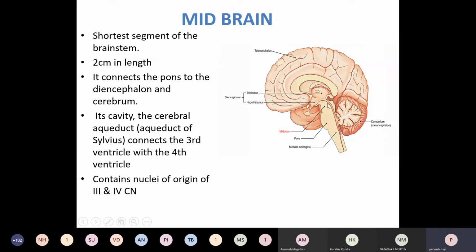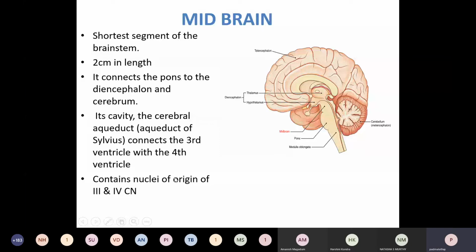This midbrain has a cavity which is called the cerebral aqueduct. This cerebral aqueduct connects the third and the fourth ventricle. The third ventricle is present in the diencephalon, and the fourth ventricle is present at the junction between the cerebellum and the pons. So this is the fourth ventricle here. And the midbrain contains two nuclei, that is the third and the fourth cranial nerve nuclei.